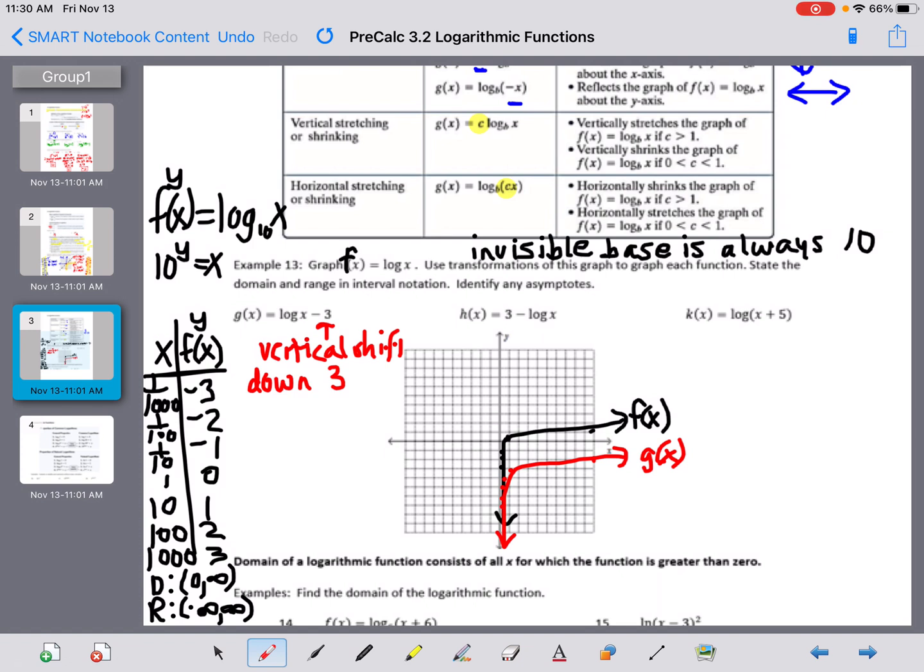Okay. Did my domains change? What can I plug in? Exactly the same thing, right? I still am at 0 for my first value, and I go to infinity. Okay, so it didn't change. My range, do I get different y's? Even though I see that I come down some, eventually I'm going to use every y again. So my range is still exactly like I see. Okay? All right.